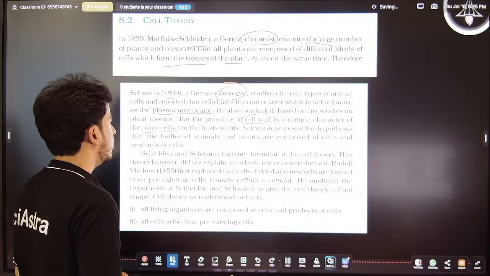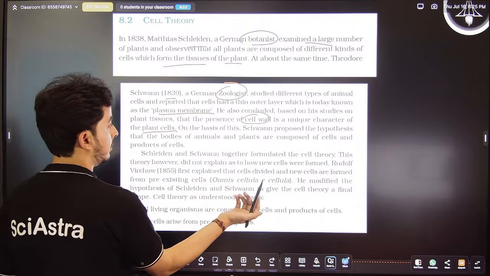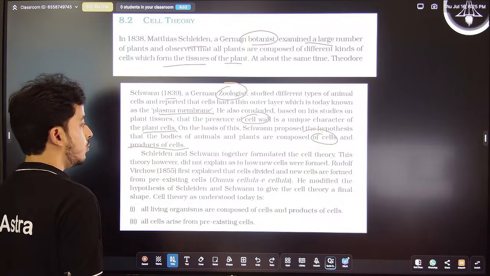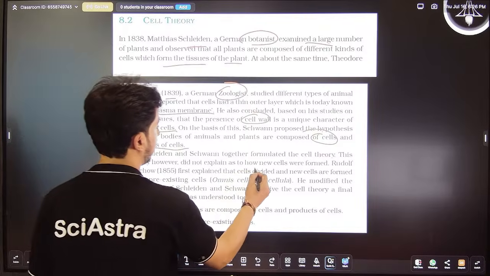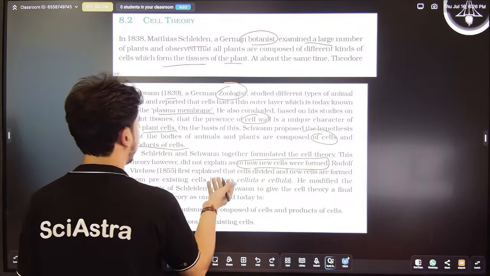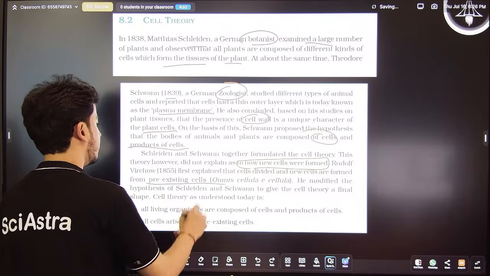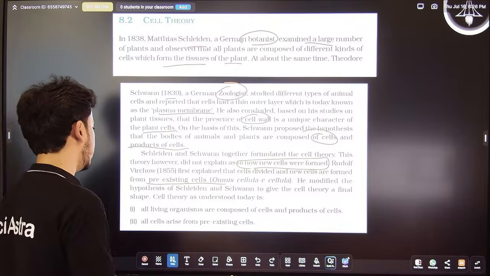On the basis of this, Schwann proposed a hypothesis that the bodies of animals and plants are composed of cells and products of cells. So they formulated the cell theory, and it did not explain how new cells were formed. Then came Rudolf Virchow, who said that cells arise from pre-existing cells, and he modified the hypothesis to give the cell theory a final shape.